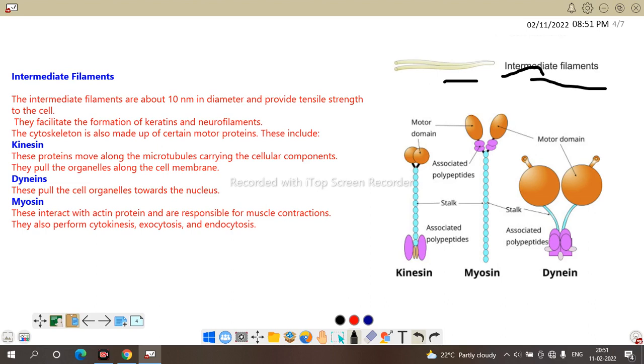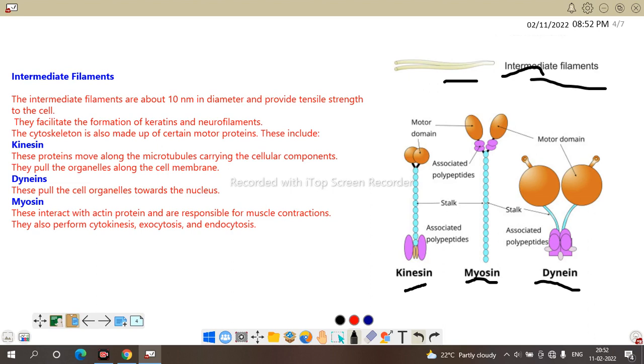The cytoskeleton is also made up of certain motor proteins, and the motor proteins include kinesin, dynein and myosin. In the display image, the first one is kinesin, then myosin and dynein. So kinesin proteins move along the microtubules carrying the cellular components and pull the organelles along the cell membrane.